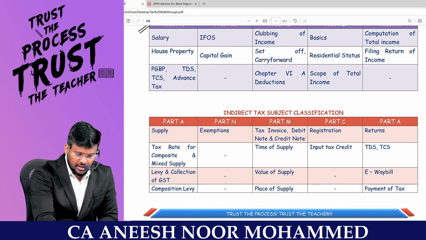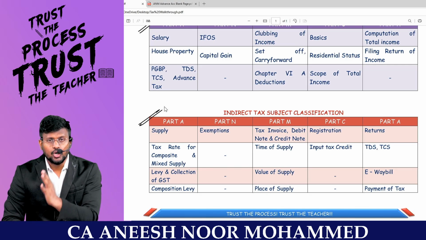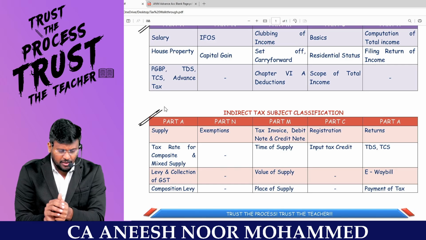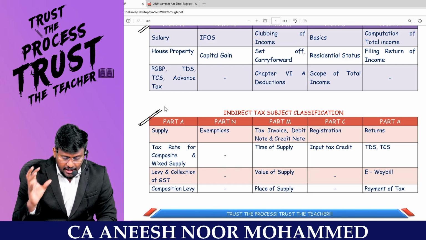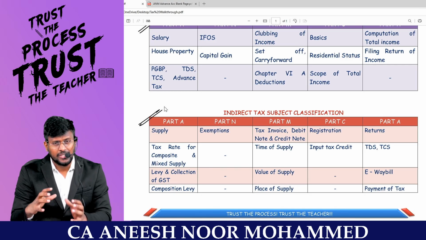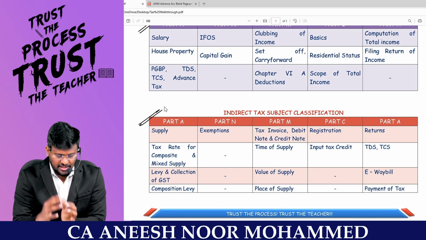What is with regard to indirect tax is the question. Even the subject IDT also we have classified into 5 categories. Part number 1 is the basics part, which is supply, tax rate for composite and mixed supply, levy and collection of CGST, which is section 9 and also section 5, and the composition levy, section 10.